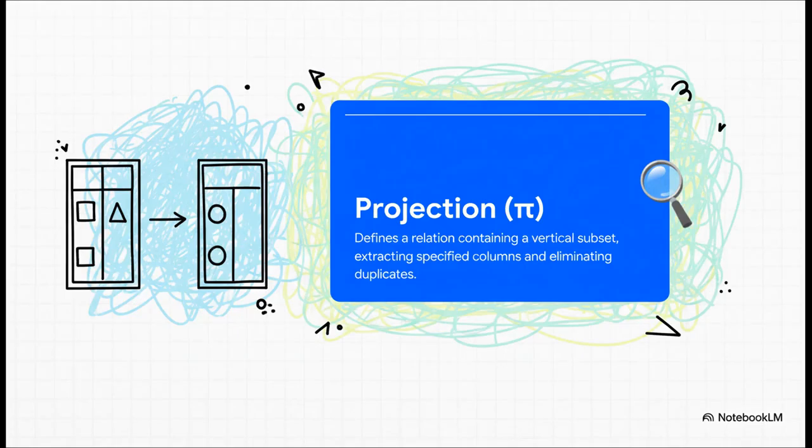All right, our second big tool is called projection, and it uses the Greek letter pi. Now, if selection was our horizontal filter, projection is our vertical slicer. This one lets you pick and choose only the columns you care about and just throws away the rest. Oh, and here's a key detail. It automatically gets rid of any duplicate rows for you. And yeah, you guessed it, this is the theory behind the SELECT keyword in SQL.